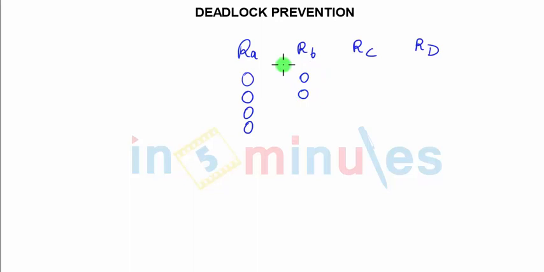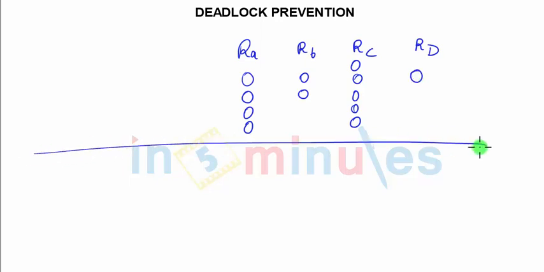Consider this, that we have, let's say, resource A, resource B, resource C, resource D. Let's say we have 4 instances of resource A, only 2 instances of resource B, 5 instances of resource C, and only 1 instance of resource D. Now number one, how will they be arranged, how will they be targeted.